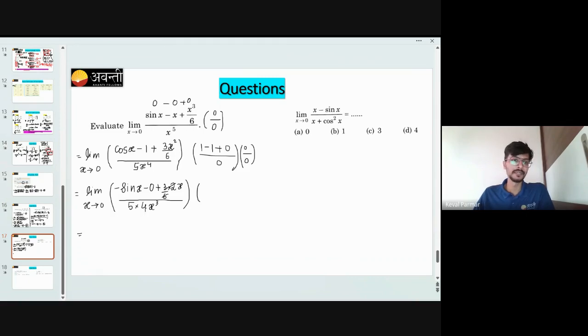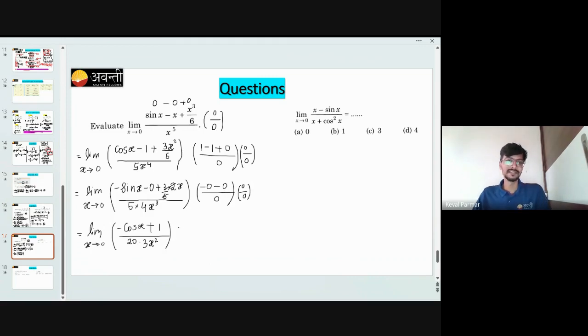So let us check the indeterminate form again. Minus 0, sin 0 is 0, minus 0 upon 0. So again, the indeterminate form is still there. So we need to differentiate again. So limit x tends to 0. Let's differentiate again. So here I am left with minus sin x. So minus as it is, the derivative of sin x is cos x, plus here I am left with x. So the derivative of x is 1, upon 5 fours are 20, which will remain as it is, and the derivative of x cube is 3x square.